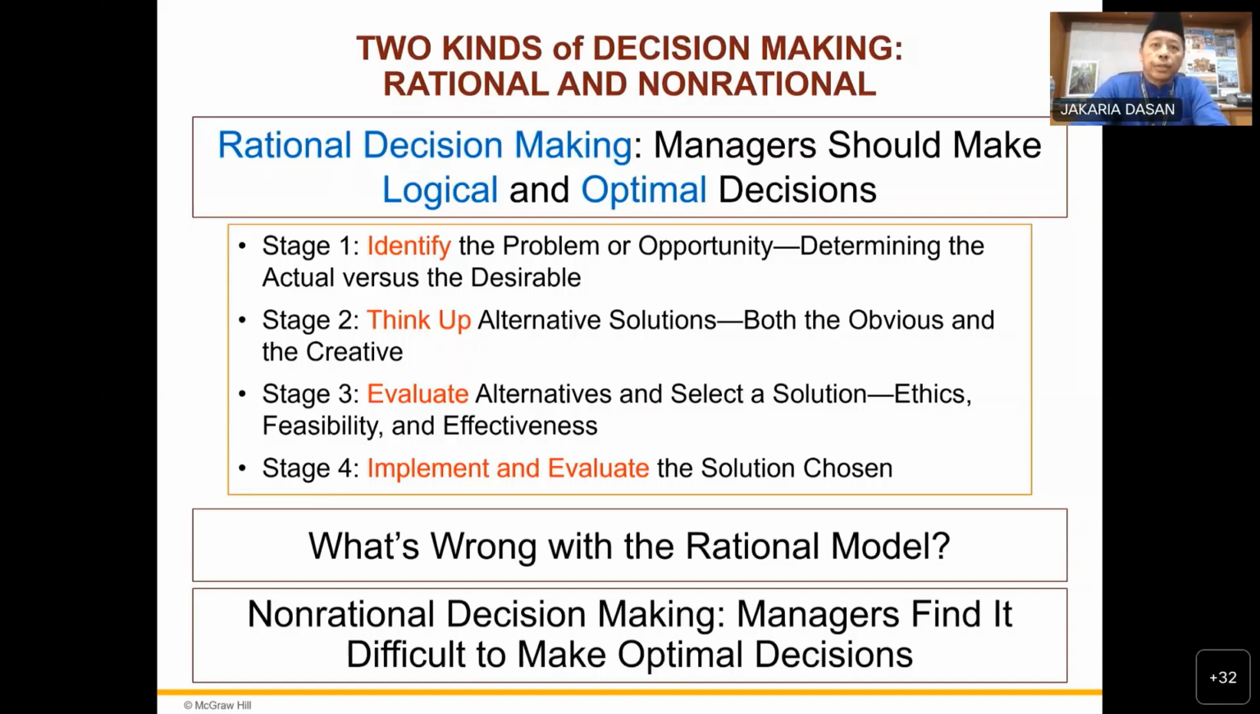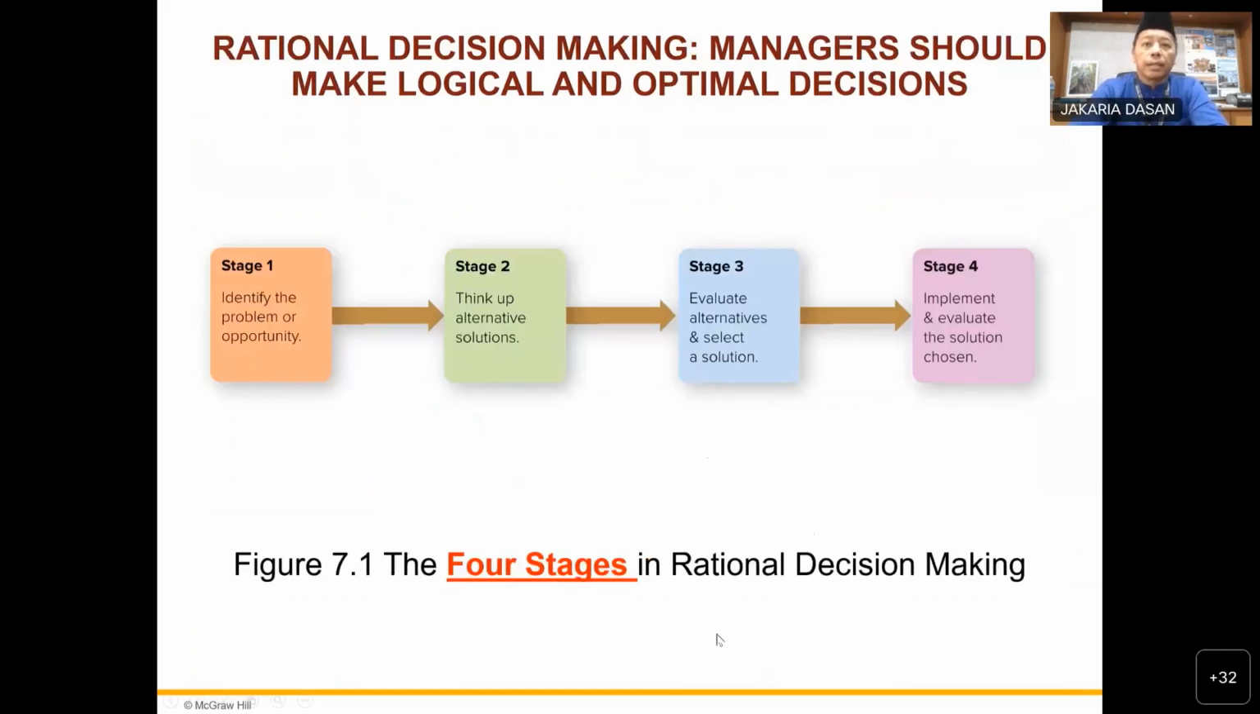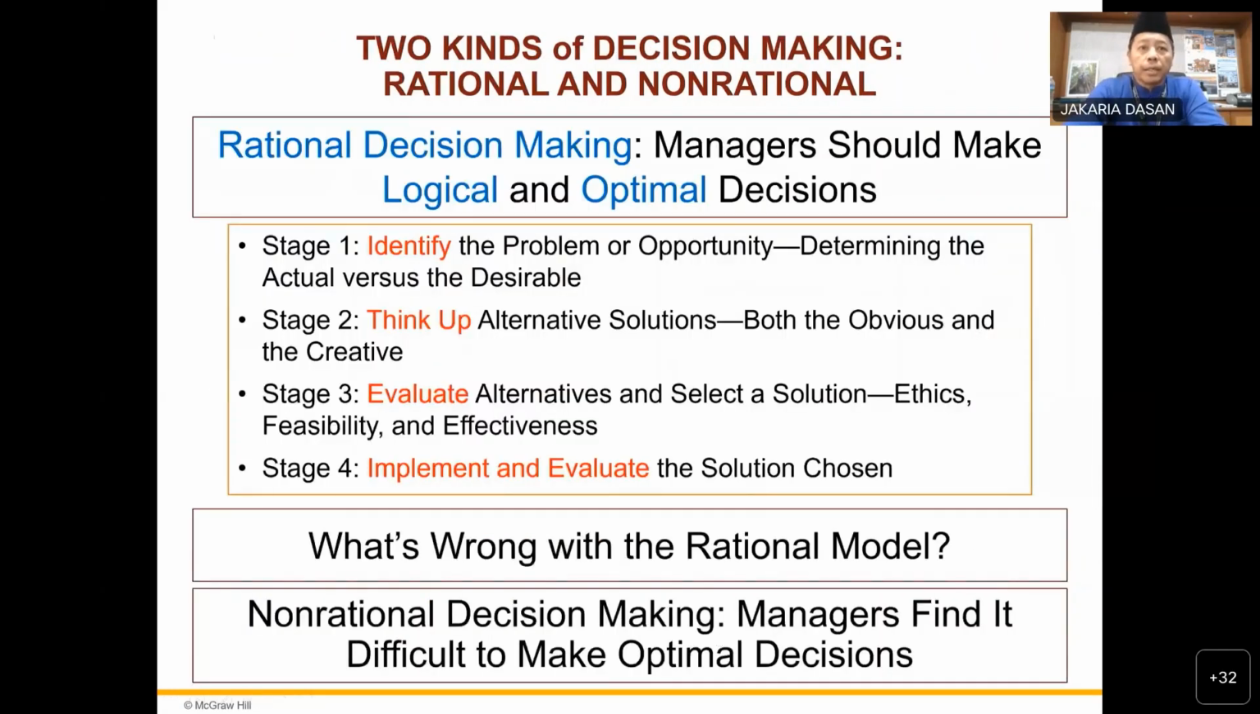And what's wrong with the rational model? Actually, there is nothing wrong with rational model. People normally, as I said, not all are going to agree with us. Not all are going to agree with us. As long as we can justify our decision, there is nothing wrong with rational model.